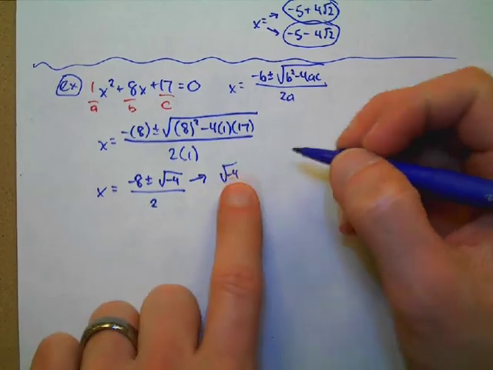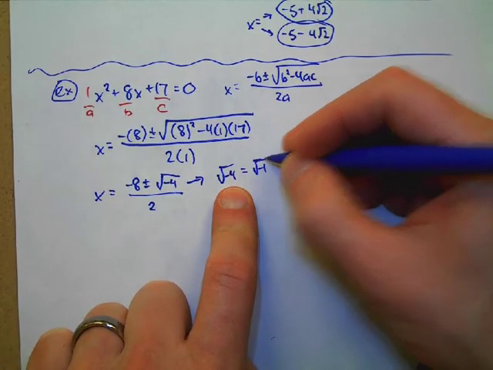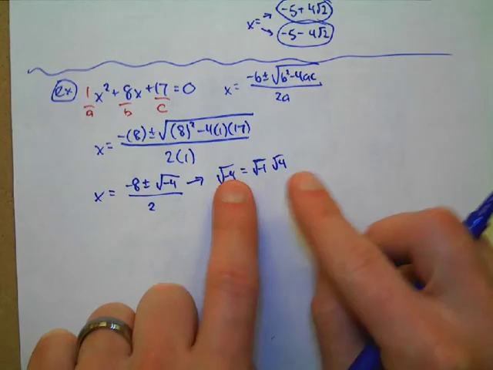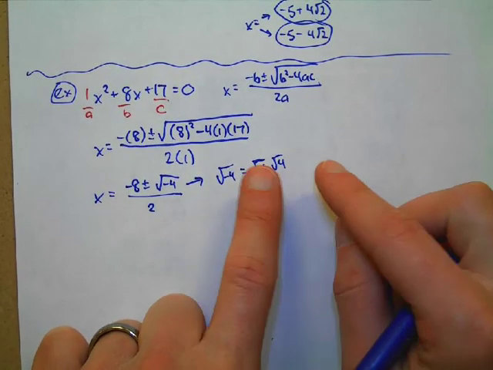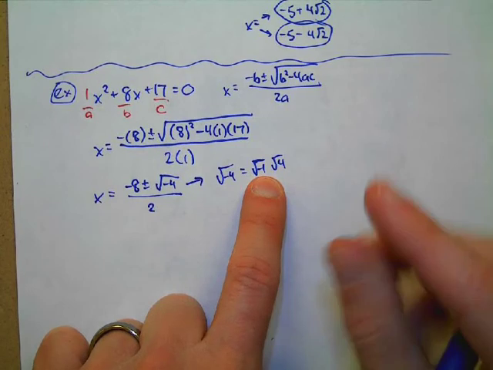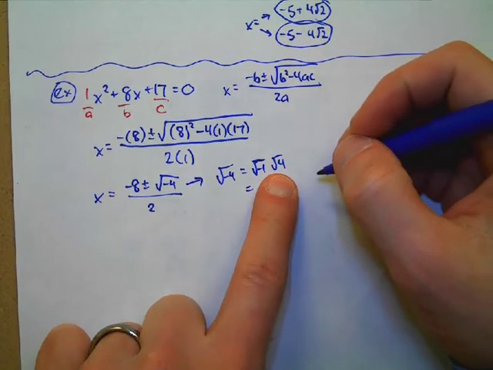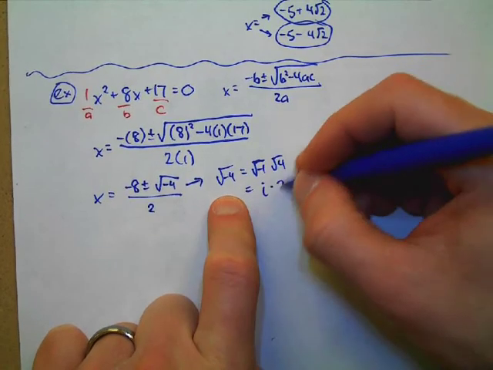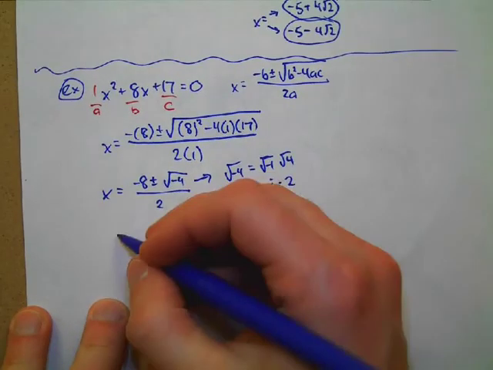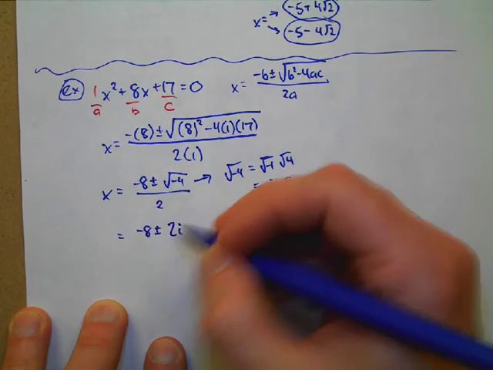When I do the square root of a negative, you want to break off the negative 1 so we can have a positive 4 to deal with. What is the square root of negative 1 equal to? I. Very good. What's the square root of 4? It's 2. Very good. So then this becomes negative 8 plus or minus 2i over 2.